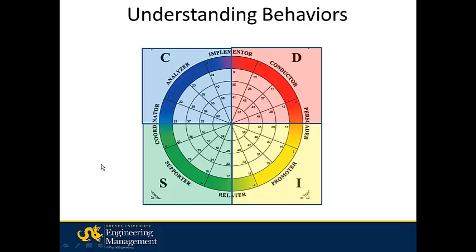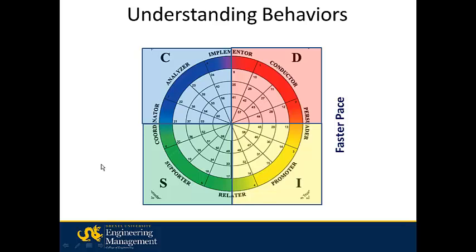Now, each of these styles have 2 different variables that define them. First, the D and I work at a faster pace. They like to get different things done, but they like to get it done quickly, and if there are issues, they will fix them later.